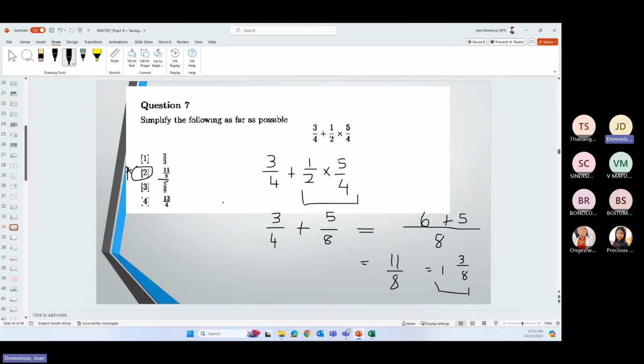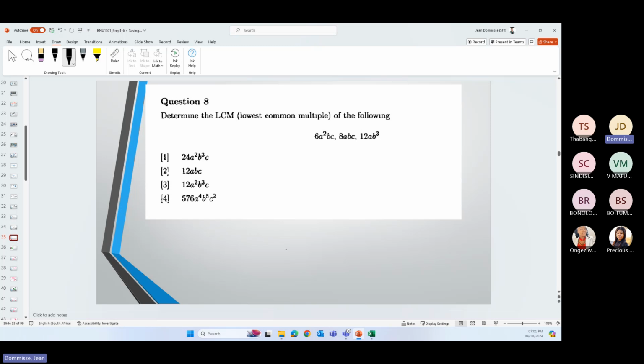Okay, so again, simplification with fractions and a bit of BODMAS, where we needed to know that we do multiplication first, and then we do the addition component. Okay, and then the last equation for tonight, and this one is lowest common multiple. So basically, what number goes into all three of them?